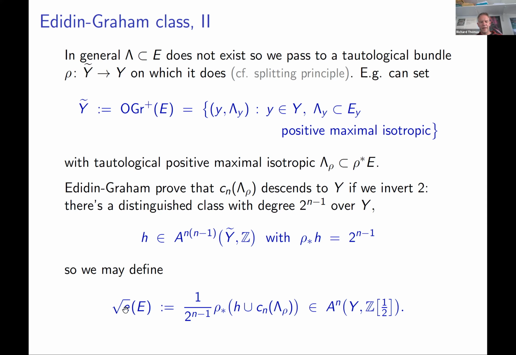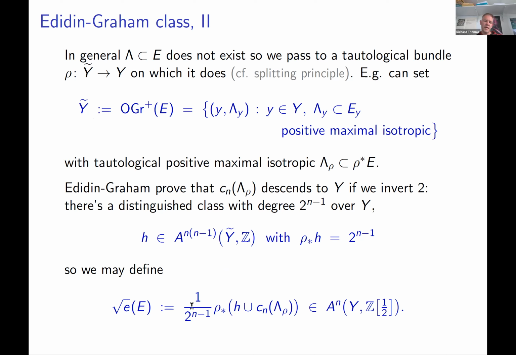So that means that now I can define my Euler class downstairs by just pushing down and dividing by that degree. Why couldn't you just push down without this h? Because I wouldn't get something of the right degree. Pushing down would change degree by the dimension of the fibers. In general, it gives 0. So I really want to replace this bundle by a finite cover, and then I know what to do.